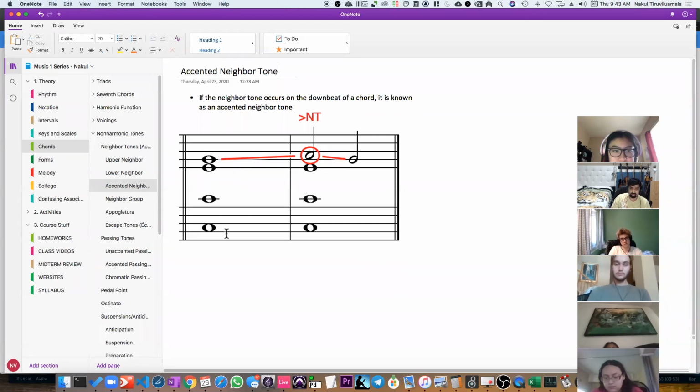Interesting, right? In this particular case, what's interesting is the neighbor tone actually occurs on the chord. And this could be a non-harmonic tone, or it could be a chord tone. There are situations where neighbor tones and passing tones are consonant. And I can give you an example of that.